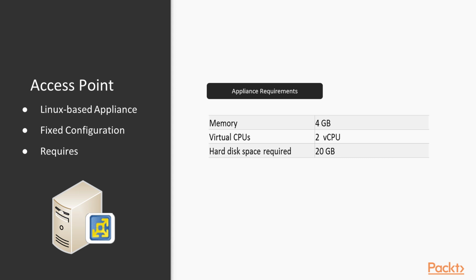The VMware Access Point is a Linux-based appliance and not a Windows application. It therefore gets deployed via the vCenter server. As an appliance, the configuration is fixed, and the recommendation is not to change it. You will need enough free resources to host it as detailed in the table shown on screen. So 4 gig of memory, 2 virtual CPUs, and 20 gig of disk space.